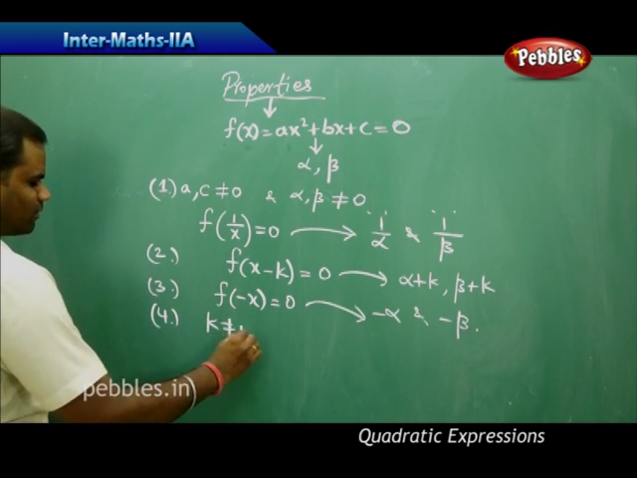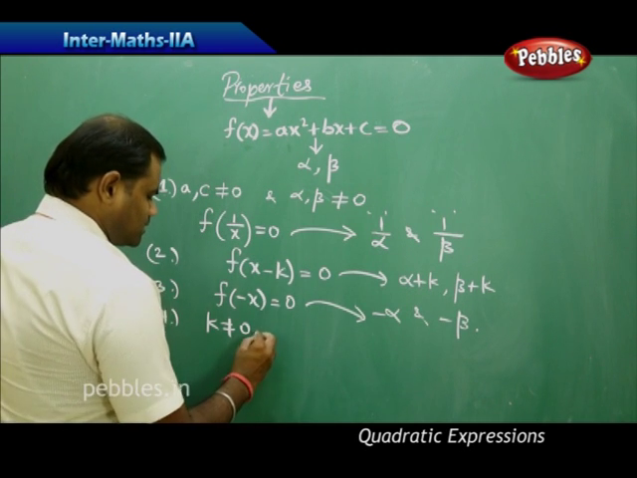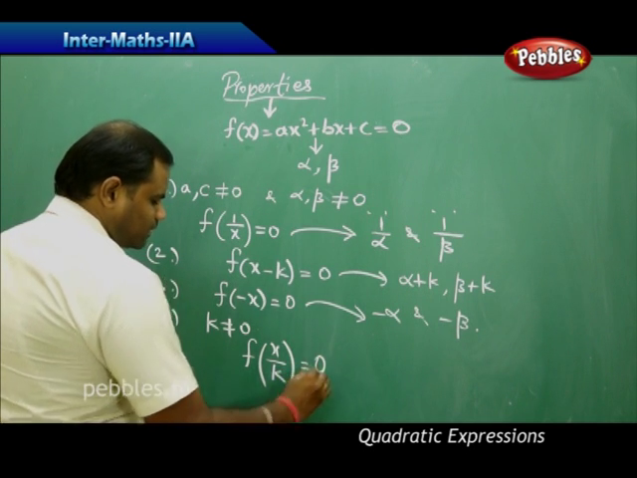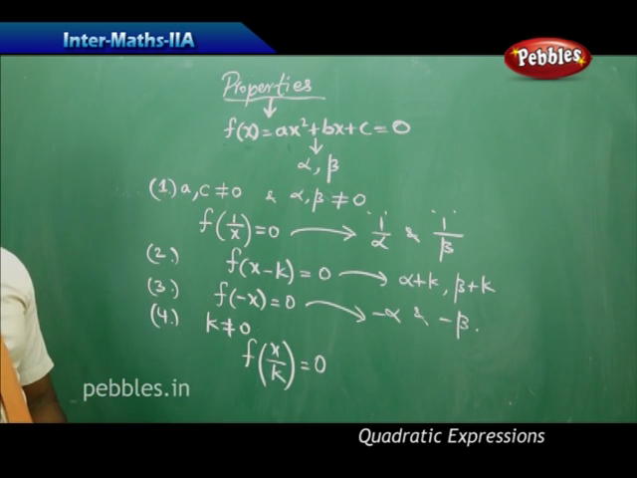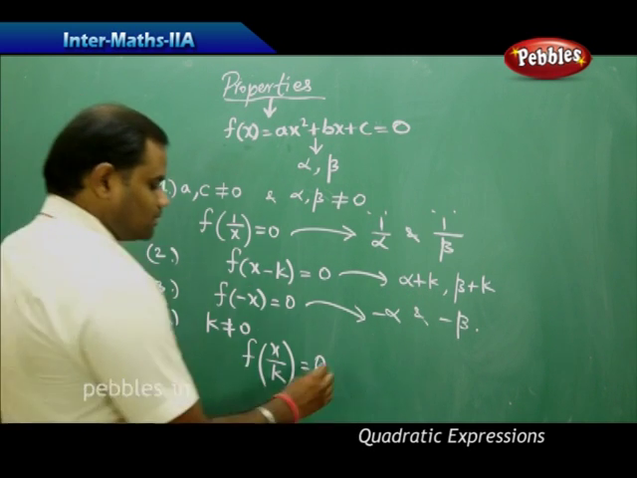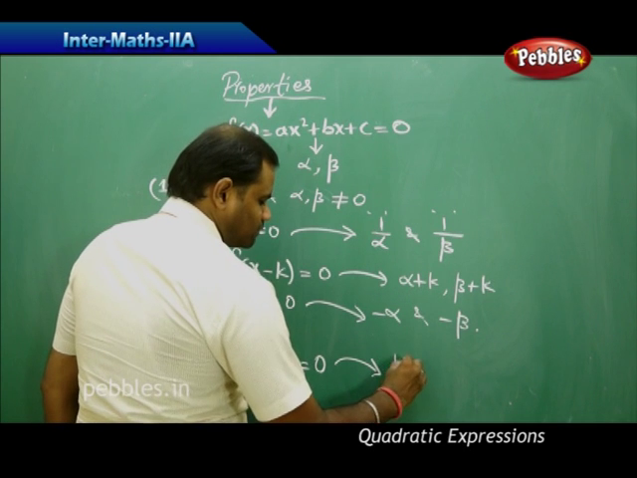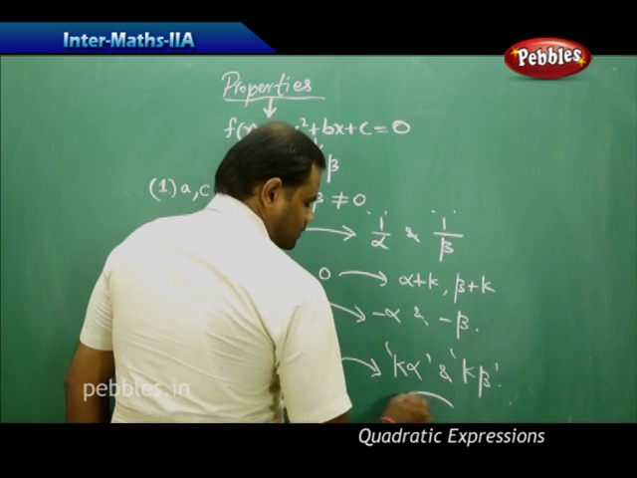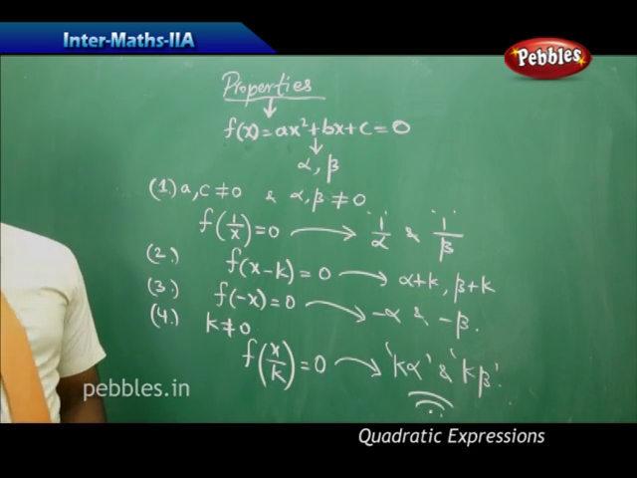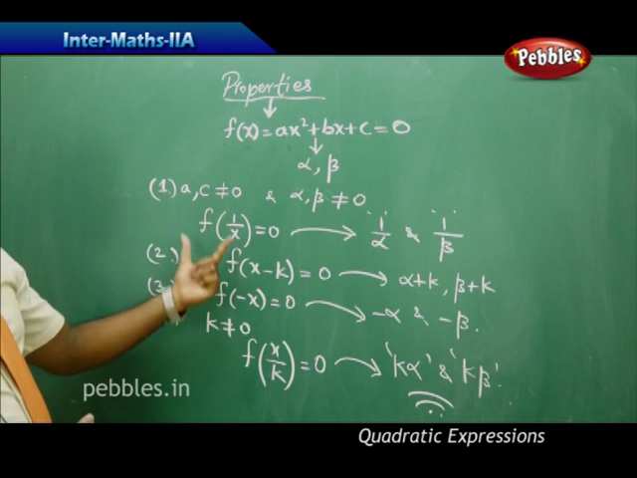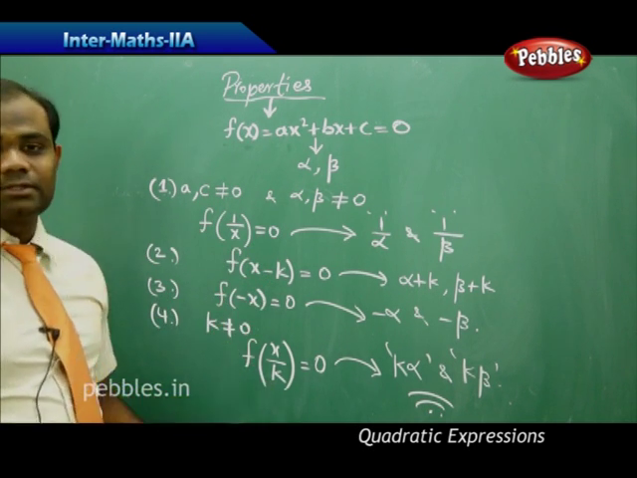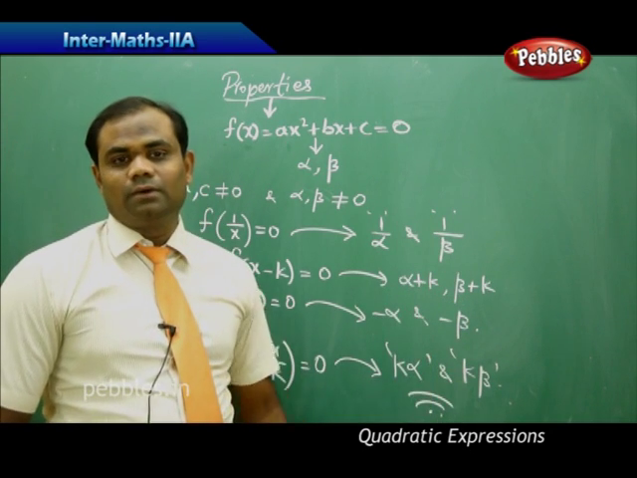Next, if I take k not equal to 0, and divide x by k, then I have the new roots. When I divide x by k, the roots of this function will be in the form k alpha and k beta. So this is how we identify each of the properties, the 4 different formulae connected with the respective functions and their roots.